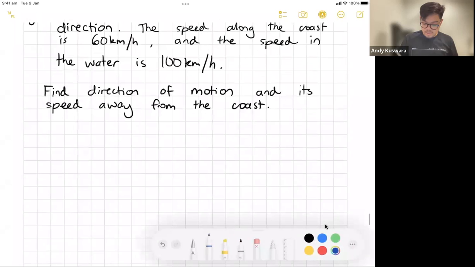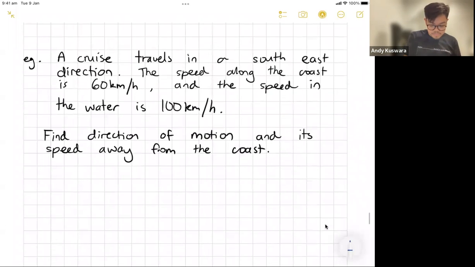First things first, just like every other question, let's label some things. I'm going to pick X, Y, and Z. Let X be the speed along the coast.